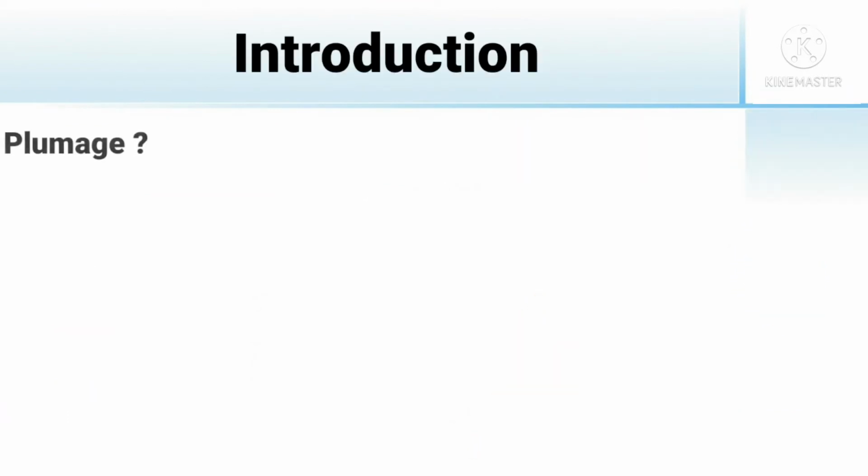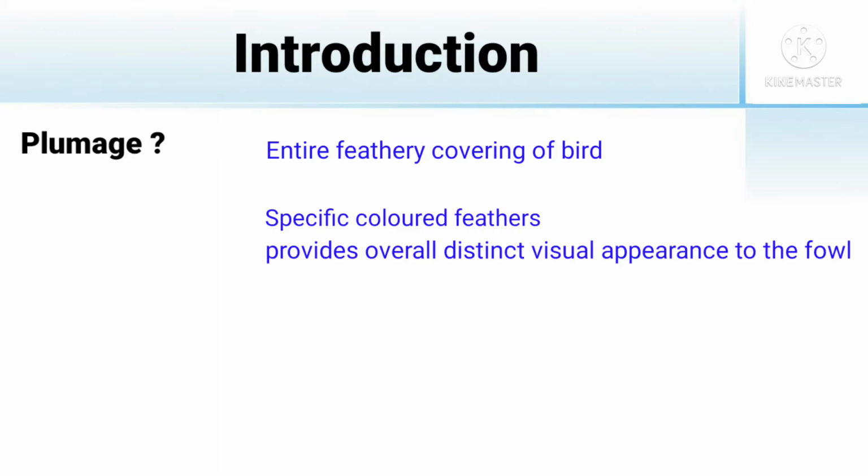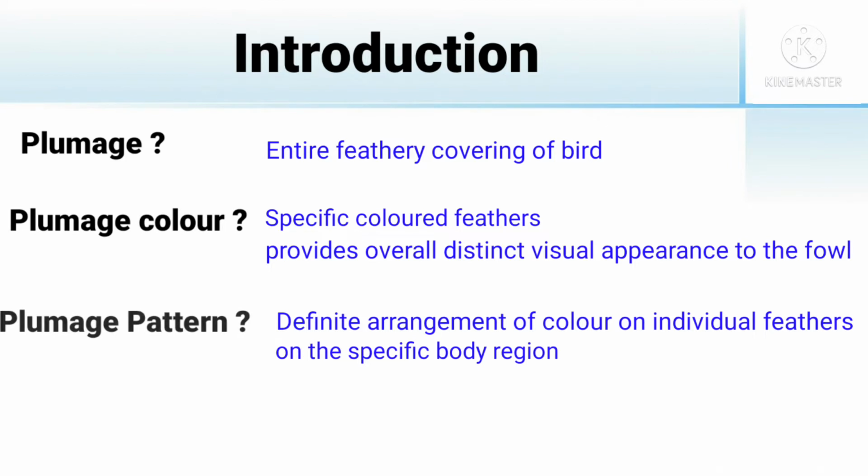What is plumage? Plumage is the entire feathery covering of the bird. So plumage is a complex and important component of avian phenotype, and it is displayed by the arrangement of feathers with various pigmentation patterns. Specific colored feathers present on the body of a bird, which provide the overall distinct visual appearance of the fowl, are called a plumage color. And the definite arrangement of color on an individual feather in a specific body region is called a plumage pattern.